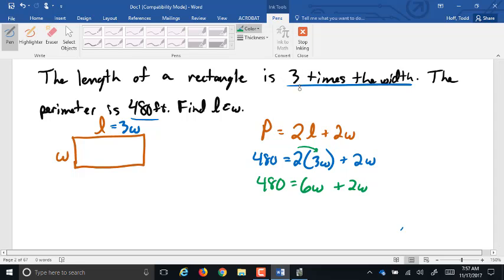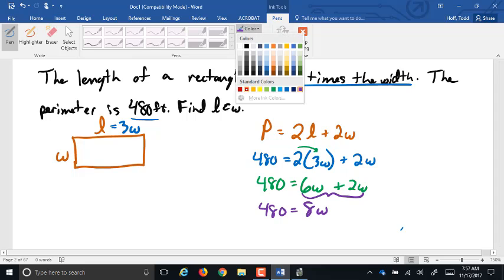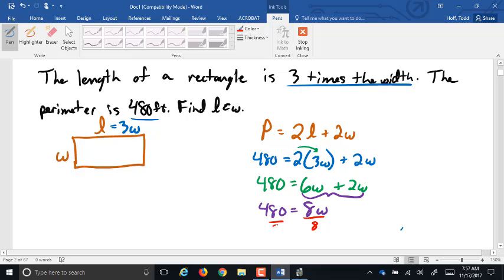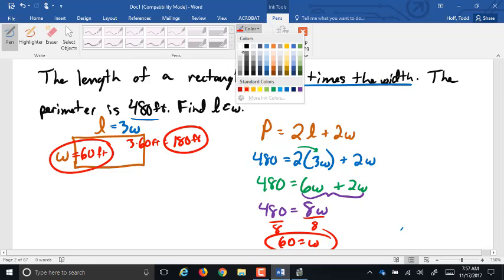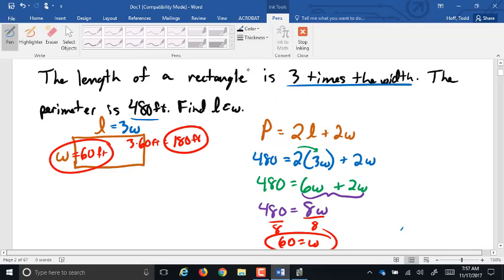And then combine 6W and 2W to make 8W. And then divide by 8. 60 equals W. All done? Then what? All right, W equals 60 feet. 3 times 60 feet for the length, 180 feet. Good stuff.